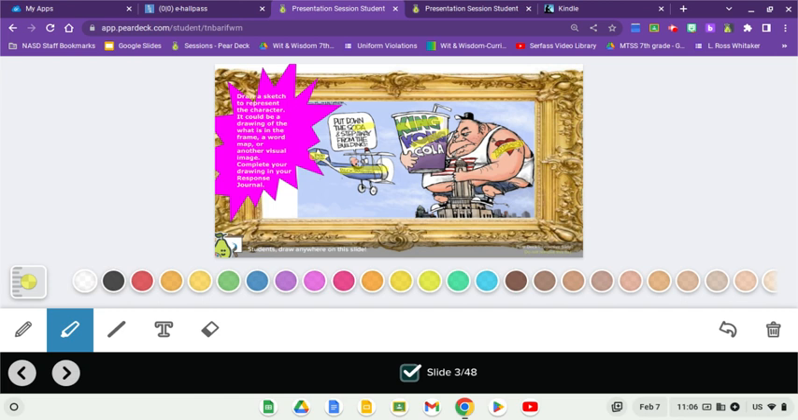So take a moment, please, and I'd like you to sketch this after you've had a chance to highlight some of the important details in this cartoon. Please take the time to do so now. Excellent work.